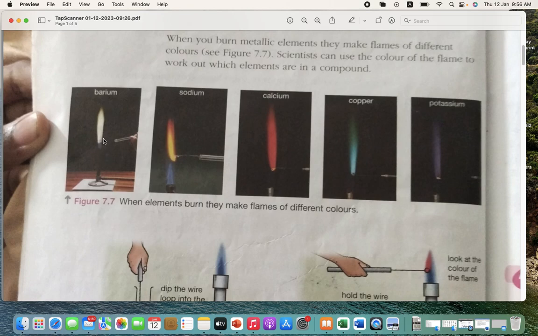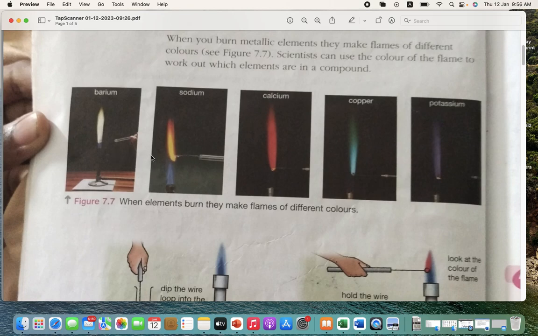It gives a yellow flame. So barium gives a yellow flame. Sodium gives what color is this? Orange. Sodium gives an orange flame. And what color is this? Calcium gives a red flame. Copper gives a blue flame, right? This is a blue flame. And then potassium gives a purple flame.